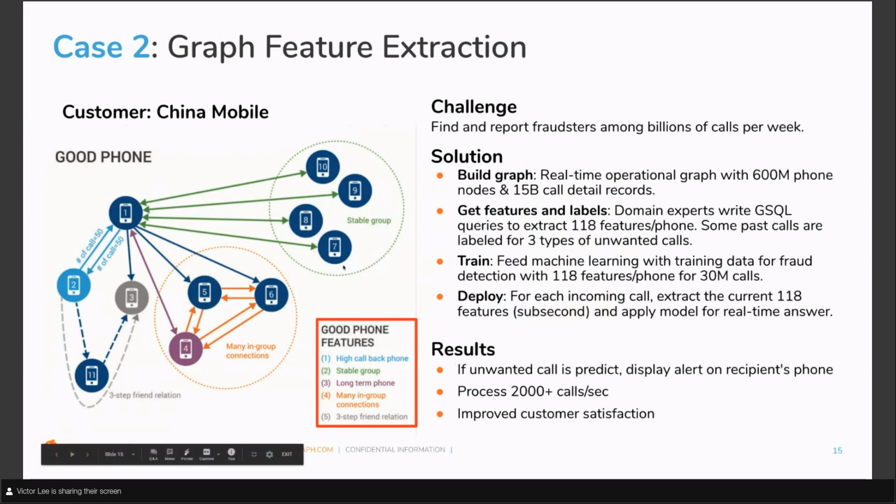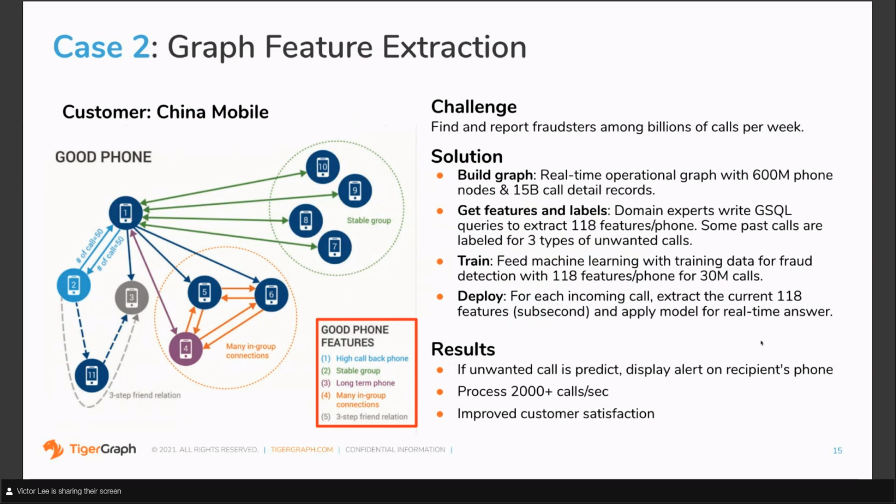And China Mobile, together with TigerGraph, actually constructed 118 of these semantic features. Notice all of these features have some meaning. You can describe them in terms of telephone caller behavior, which has some real world meaning. And so they extracted these graph features. They can run them as a query for a particular node. They can extract all the features in a fraction of a second.